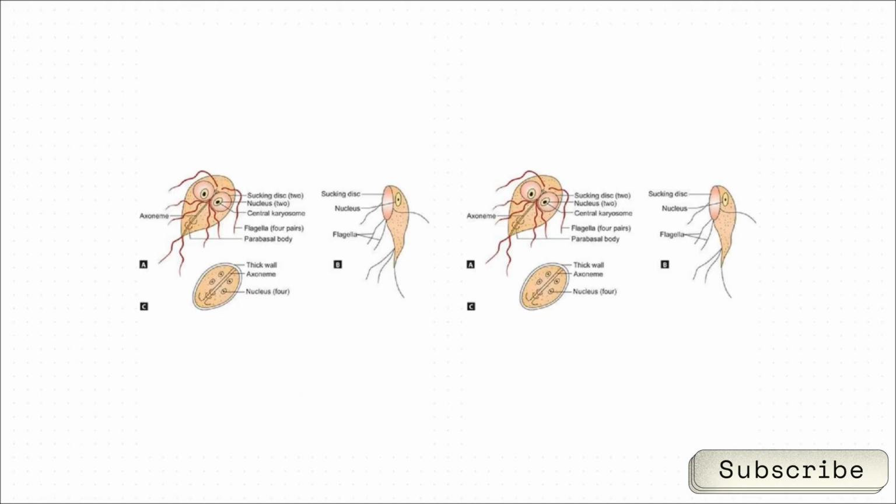Giardia's appearance is, well, it's unforgettable. The trophozoite on the left is pear-shaped. Some people say it looks like a tennis racket.